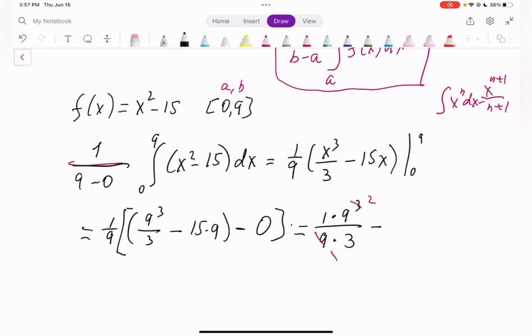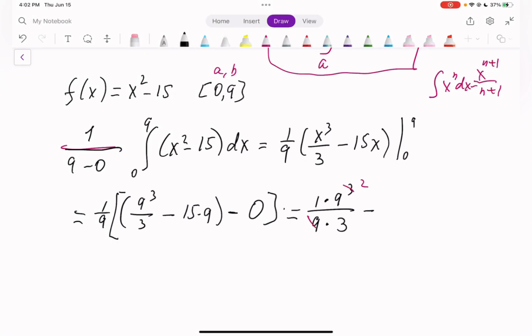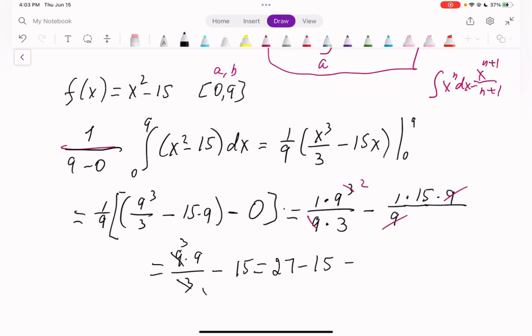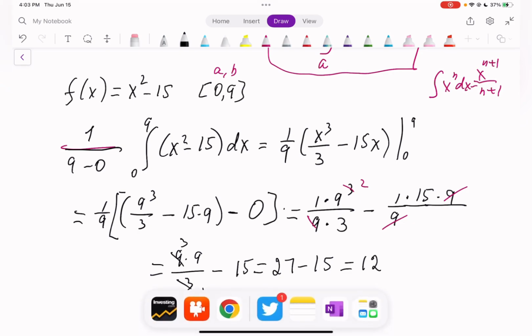And then minus 1/9 times 15 times 9. I didn't multiply 15 times 9 because I have here nicely canceling 9 and 9. And we are getting, what do we have here? Let me see, 9 squared over 3. I'm going to write down this way. 9 squared is 9 times 9 over 3. This is 1, this is 3. And minus here is 15, which means 27 minus 15, and we are getting 12. So the average value is 12. Let's go plug the answer.